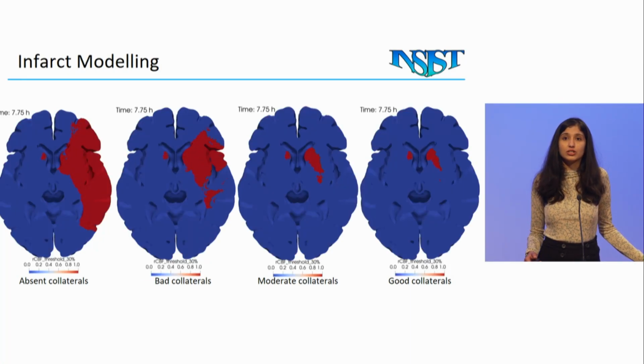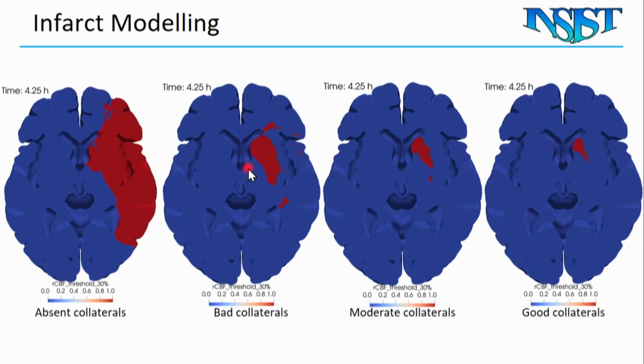What you see here are simulations on how the collaterals influence the formation of infarct. So on the left here, in a patient who has very bad collaterals, the infarct keeps on progressing. However, on the right, the collaterals allow to sustain the presence of the infarct.